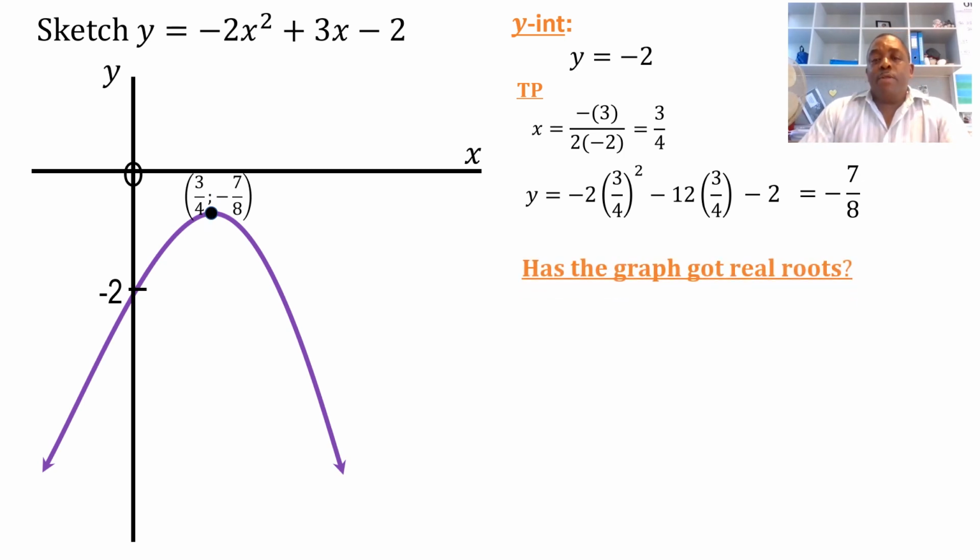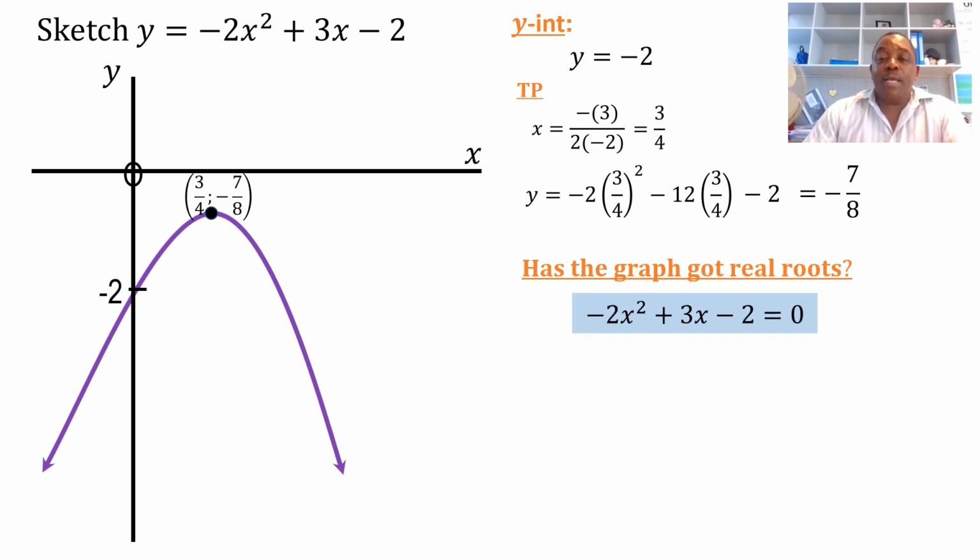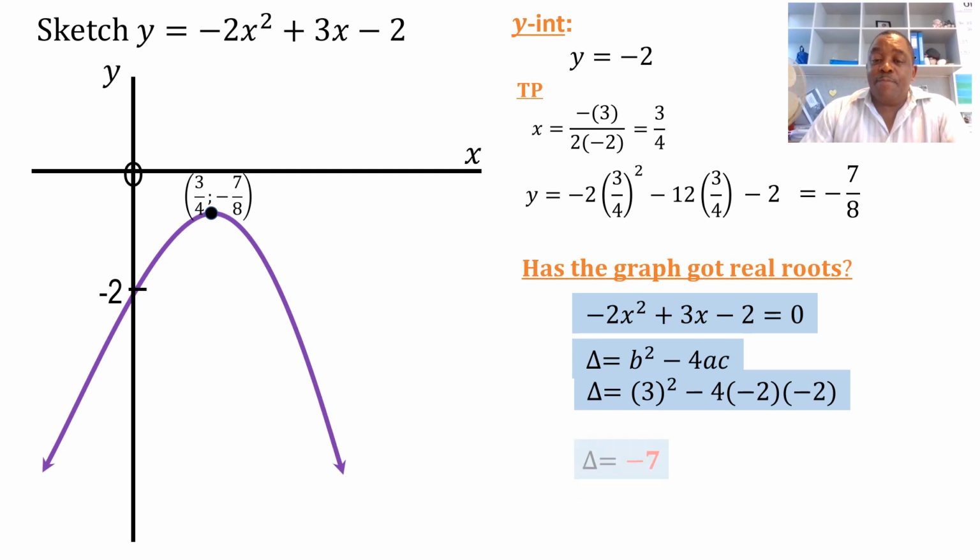But of course, it's important to know extra information on this. When a graph has real roots and when a graph has non-real roots, what are you expecting? Now, in our equation, when we check using delta, we notice that, oh, our delta is negative 7. Hey, that graph has got non-real roots. It will never touch the x-axis.